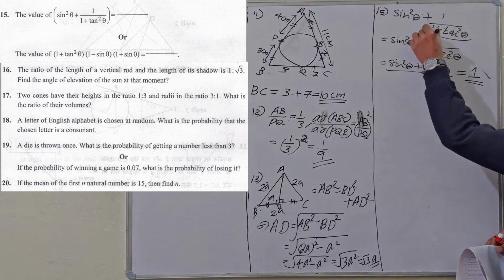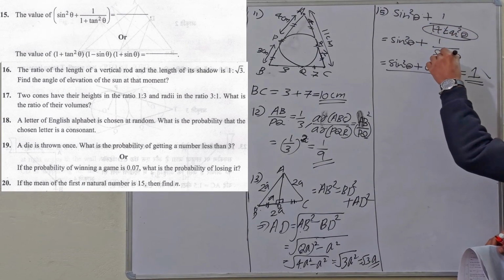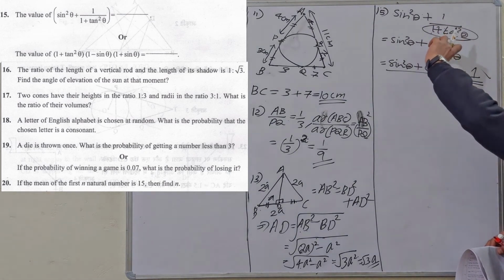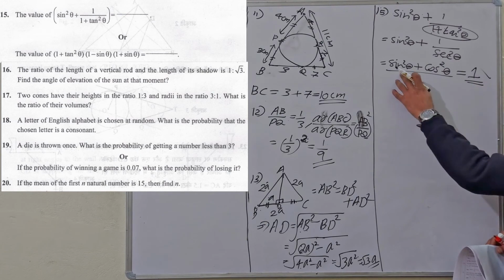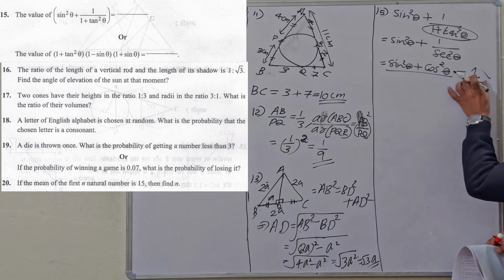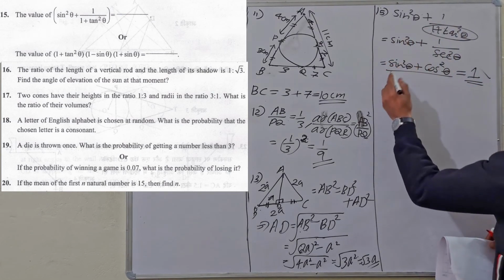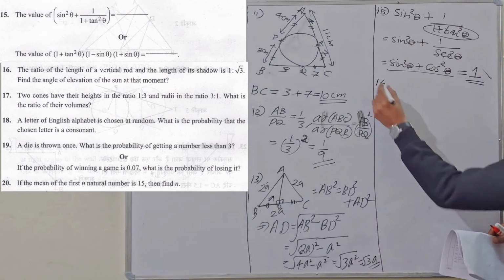One is we have used 1 plus tan square theta is equal to sec square theta. Then we converted this sec into cos. Again we applied here the second identity, that is sine square theta plus cos square theta is equal to 1. So the value of this expression is 1.